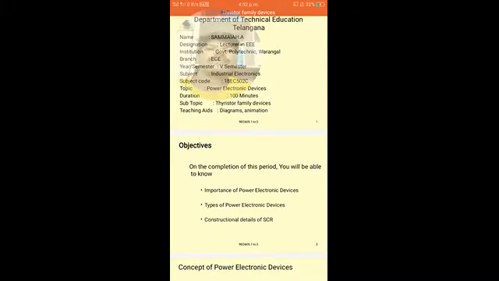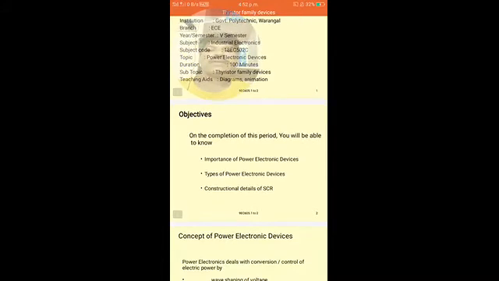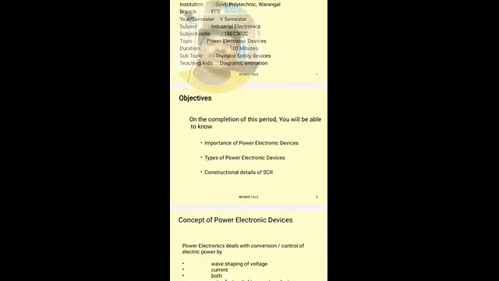Today's class we are going to study power electronic devices, that is nothing but thyristor family devices, different types of thyristor family devices. After the completion of this class you will be able to know the different types of power electronic devices and their symbols.